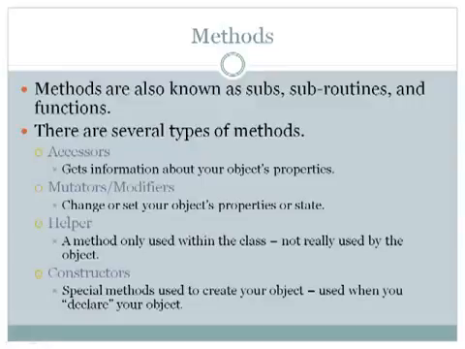The last type of method we're going to talk about is a constructor. So remember that a constructor is a special method that you're going to use to create your object. You can have default and parameterized constructors, and you're going to use this when you declare your objects.